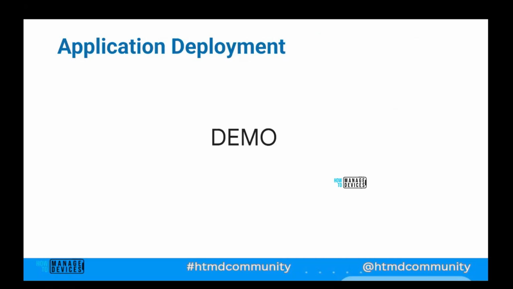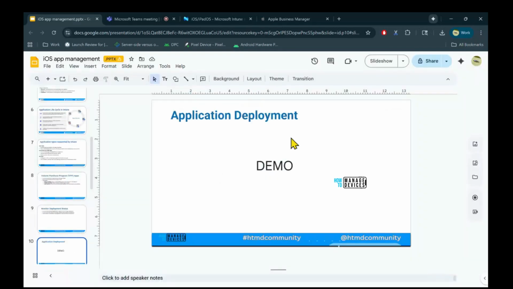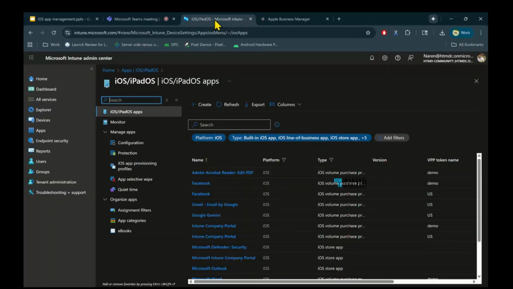So let's see the demo. I will show you the three types of demo. LOB applications, I do not have any production IPA that I can show you, but we will discuss more about store apps, web apps, and VPP applications. So this is my Intune tenant. Hope you are able to see my screen.